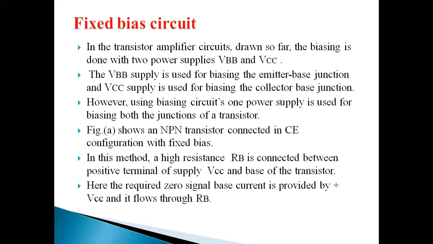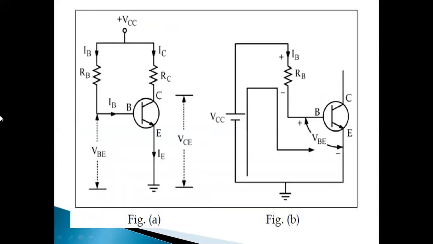Here in the given figure, there is an NPN transistor connected in common emitter configuration with fixed bias. In this method, a high resistance RB is connected between the positive terminal of the supply, that is VCC, and the base of the transistor. Here the required zero signal base current is provided by plus VCC and it flows through the resistance RB. This is the circuit diagram.